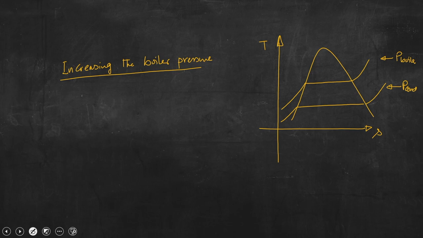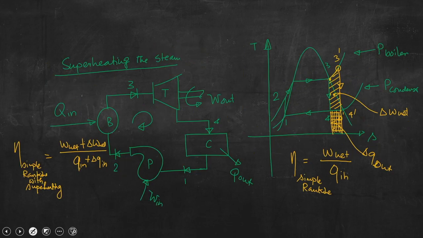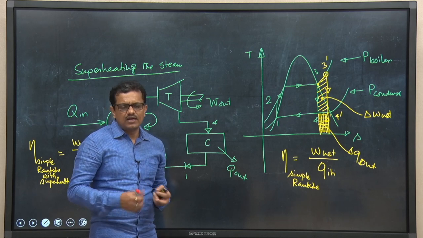What we are doing, in the last slide we have seen that if we superheat steam from 3 to 3 prime, essentially we are increasing the temperature, which in turn increases the average temperature at which heat is added. Okay. So, instead of superheating, as I told you, that requires a special arrangement to be done inside the boiler, with not only the initial cost but also the operational cost involved with this particular arrangement.